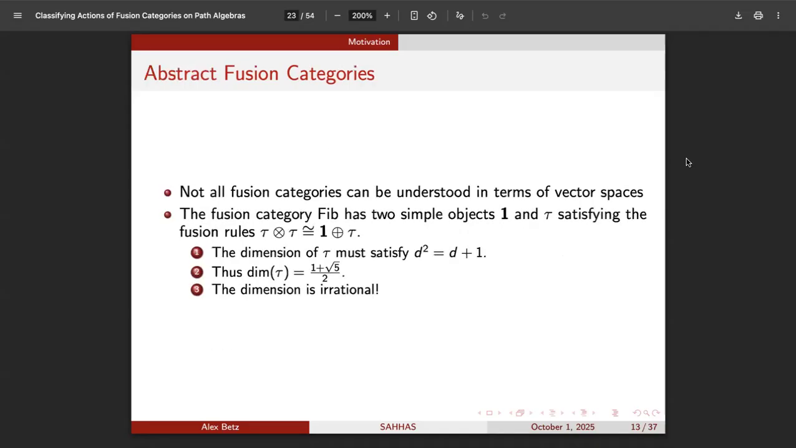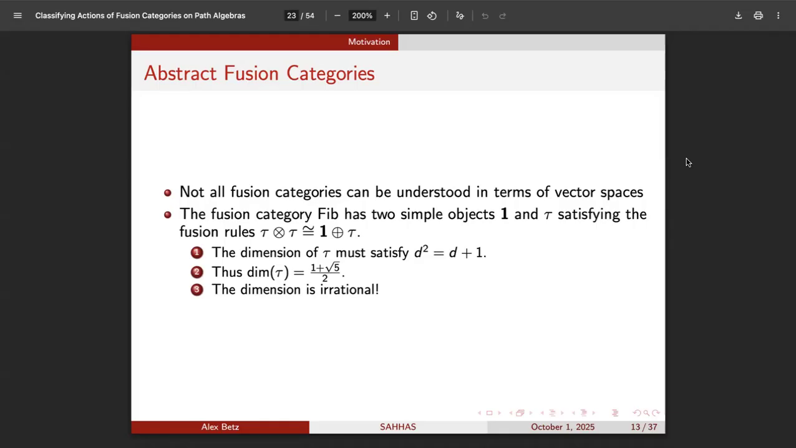Now, not all fusion categories, and here's where we get interesting. The last couple of examples on the last page are things that people study pretty frequently. Not all fusion categories can be understood in terms of just vector spaces. The fusion category Fib, the Fibonacci category, has two simple objects, 1 and tau, that satisfy these fusion rules. Obviously, 1 tensors with 1 trivially and 1 tensors with tau trivially, but tau tensor tau is going to be isomorphic to the unit plus tau.